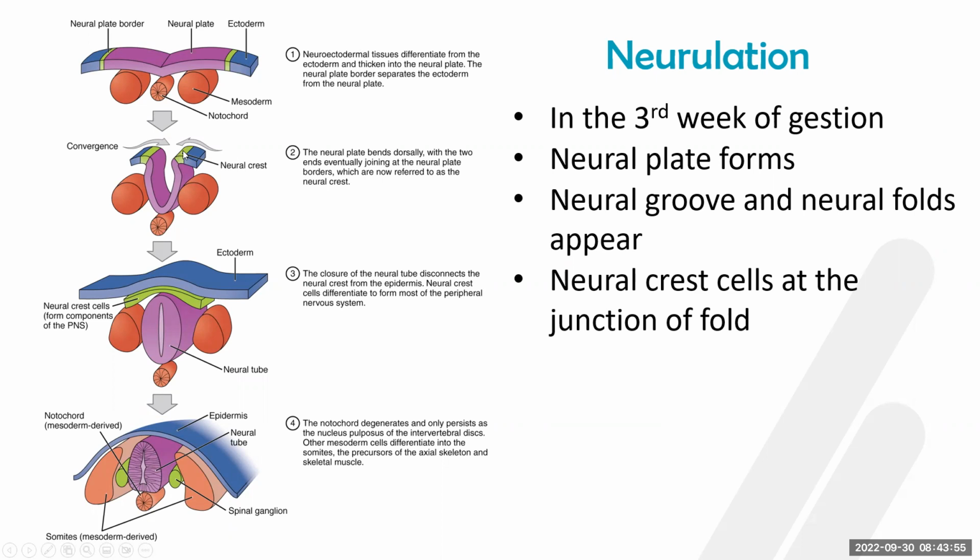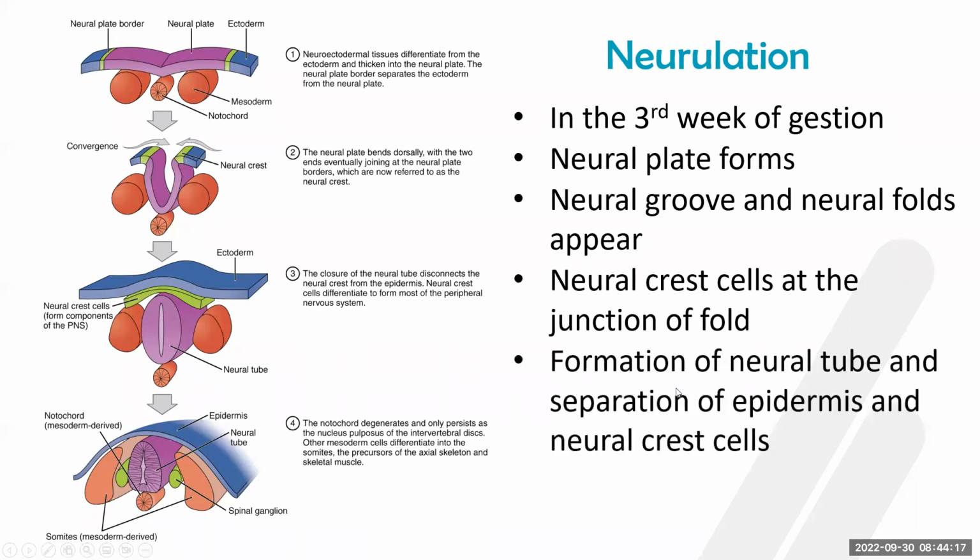And this neural crest contains the neural crest cells. And this is the actual neural plate starting to form the neural tube. Then the folds fuse there to form a neural tube. And then the neural crest cells separate as neural crest cells, and the remaining ectoderm forms the epidermis of the skin on the surface. And then we have a neural tube.